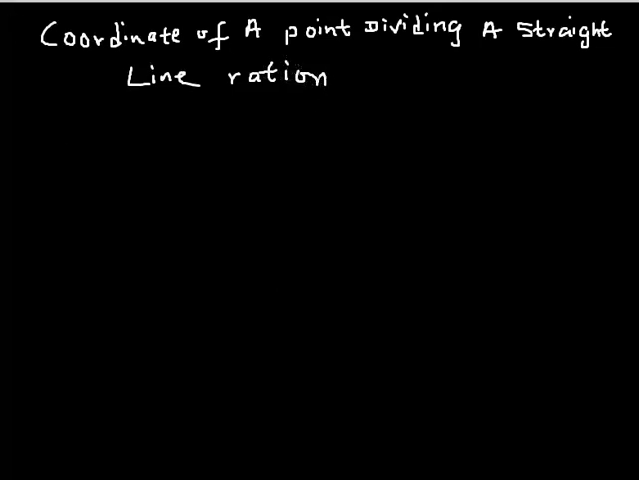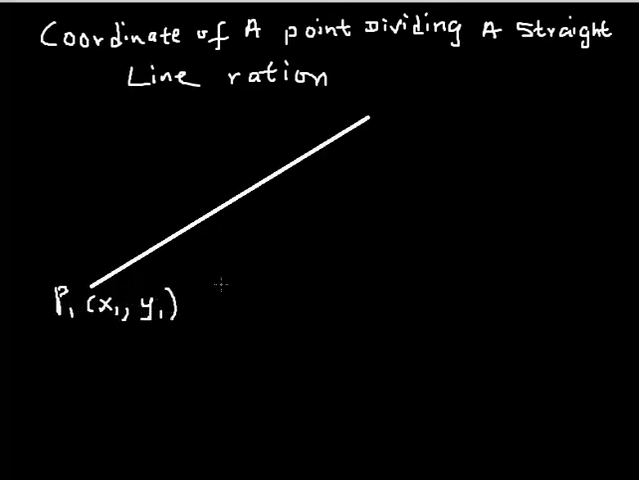Okay, so let me illustrate what I mean. Let's say you have a straight line, as usual, with initial point P1 having coordinate x1, y1, and of course P2 having the coordinate x2, y2. Now I'm looking for a point. I can still call it M, but let me call it N this time around.